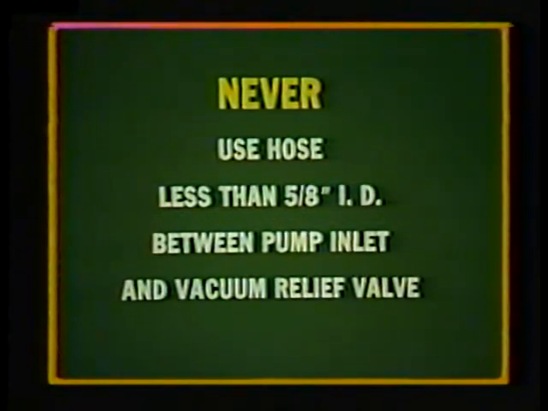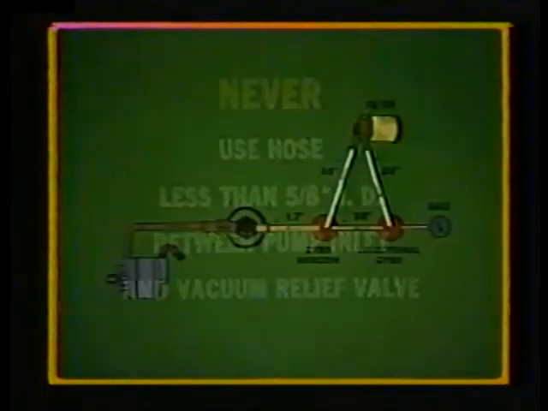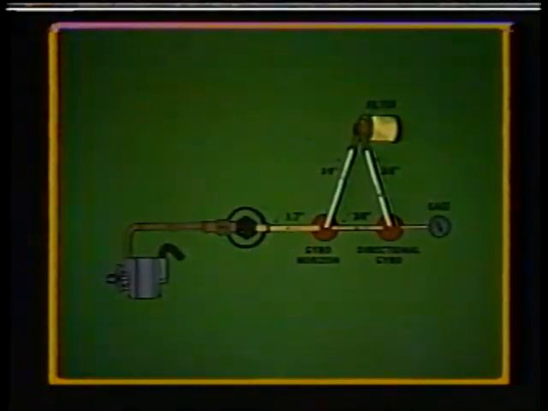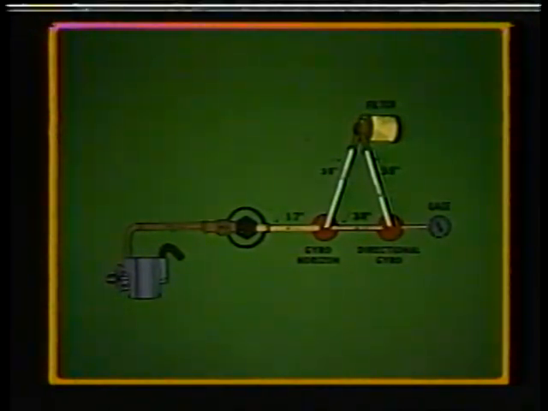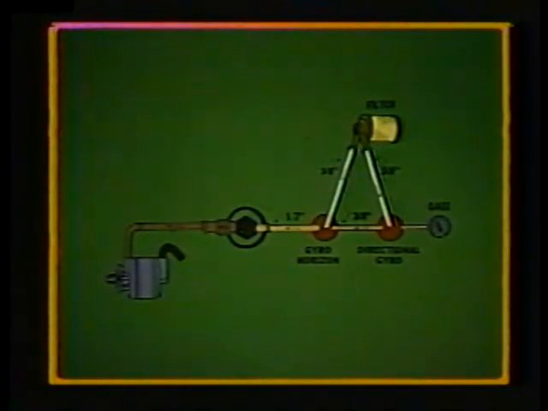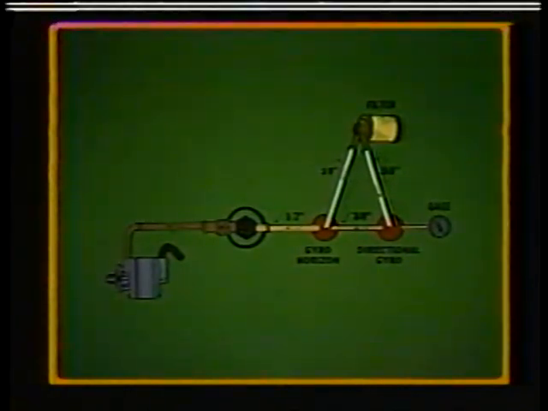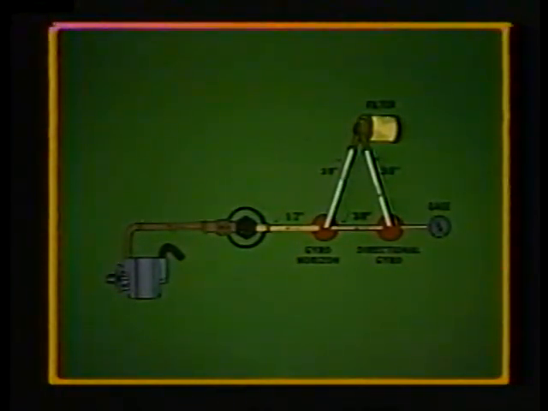In a vacuum system, never use a hose less than 5/8 inch inside diameter between the pump inlet and vacuum relief valve. When driving two gyros in series, always use a 1/2 inch inside diameter hose from the relief valve to the artificial horizon first. Then a 3/8 inch inside diameter hose between the artificial horizon and directional gyro.